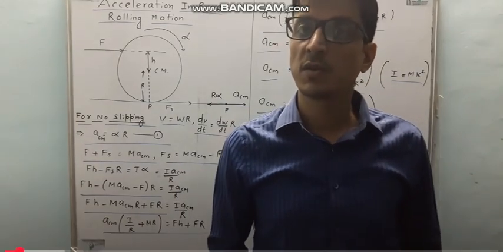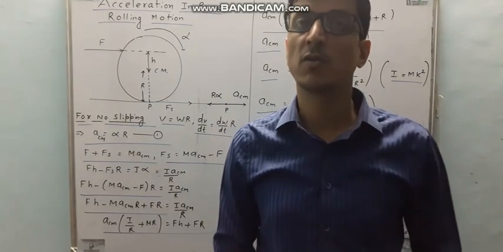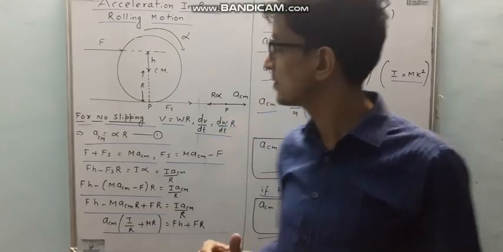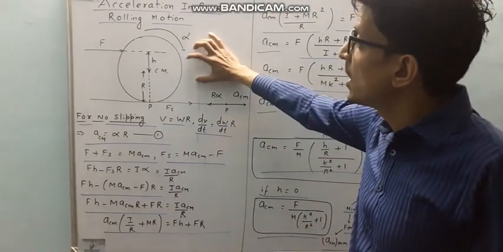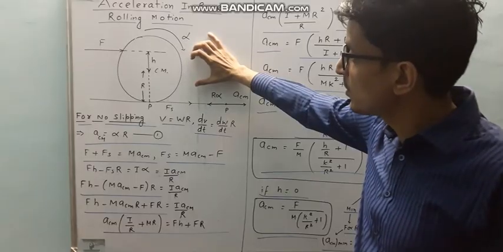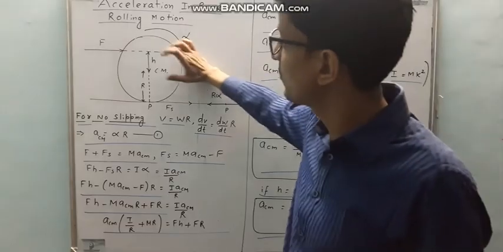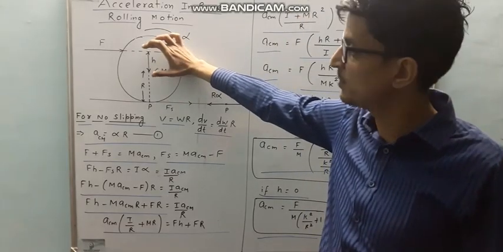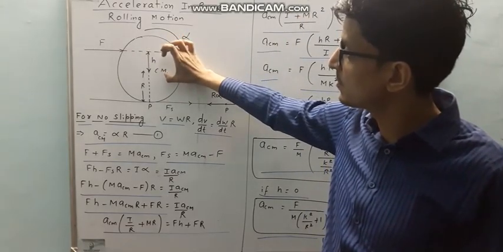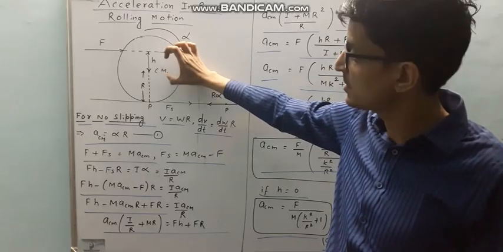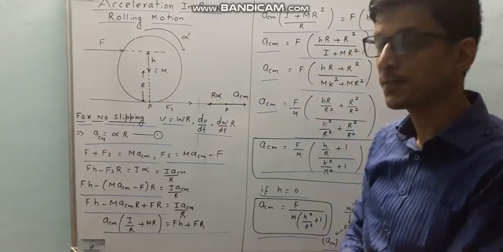Let me give you some information on one of the important concepts of pure rolling motion. Suppose there is a rigid body which is undergoing pure rolling on a surface. We suppose that we apply a force F on this rigid body at a vertical distance of h from the center of mass. The radius of the rigid body is r.